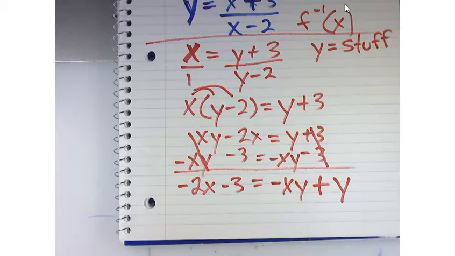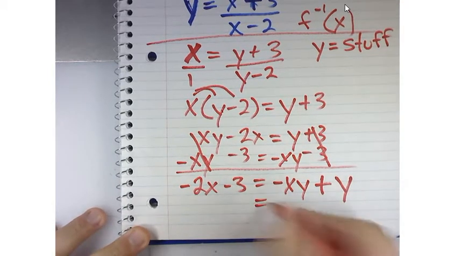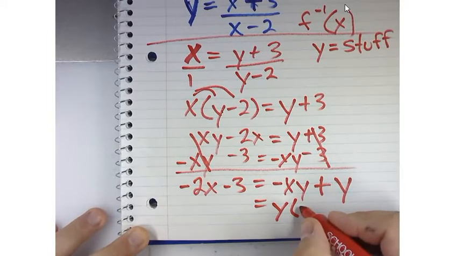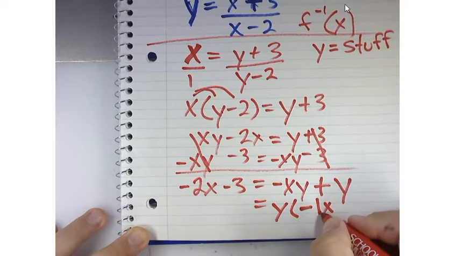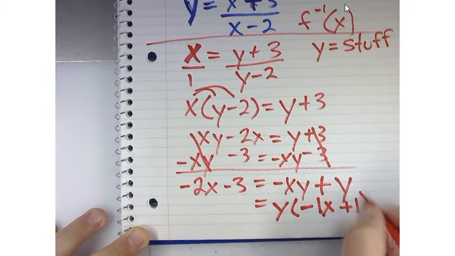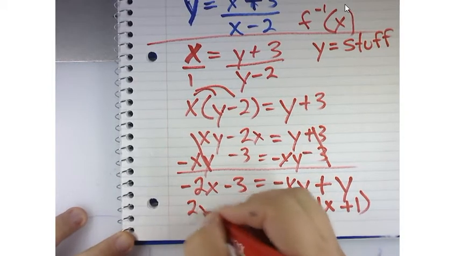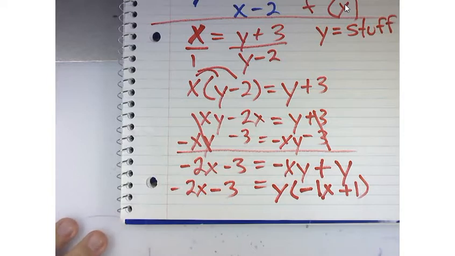Okay? And if it does, then we can move forward. I'm going to factor out a y on this next line. If I pull the y out, I'm left with negative 1x plus 1, or negative x plus 1, however you want to look at it. And then over here I've got negative 2x minus 3.